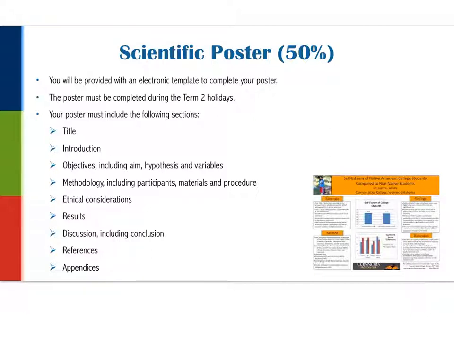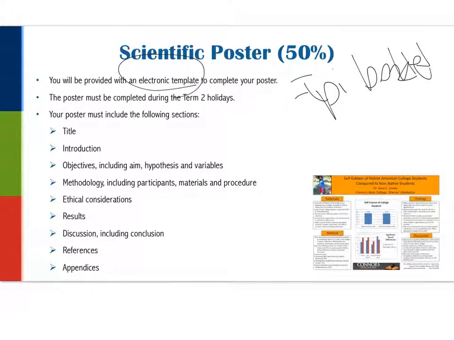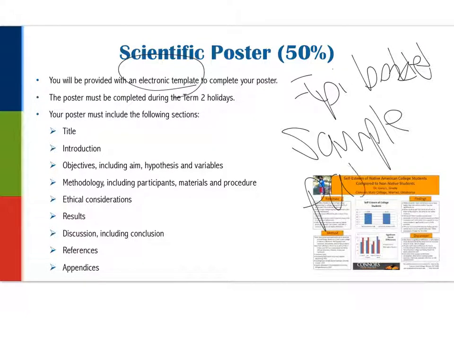When I send through the link to this Explain Everything on YouTube, I will also be sending you your EPI booklet. I will be sending you the electronic template so you can do your poster. I'll be sending you a sample as well as your past research. Now, it's really important that you are using all of these resources to help you so you can achieve that 30 out of 30.